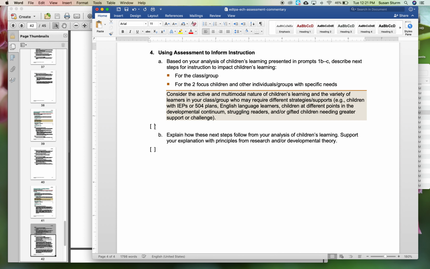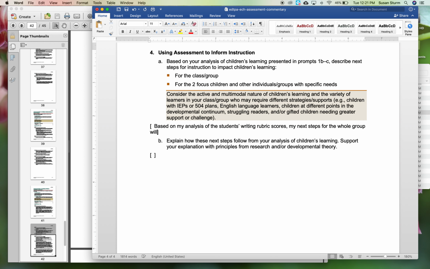So based on my analysis of the students' writing rubric scores, my next steps for the whole class, for the whole group, will be explain.